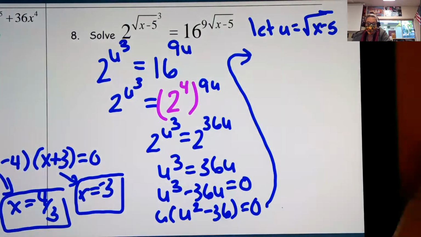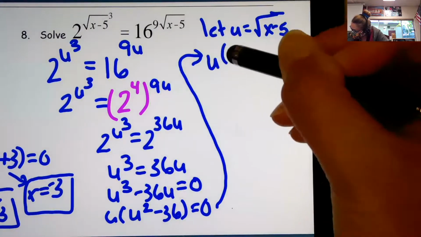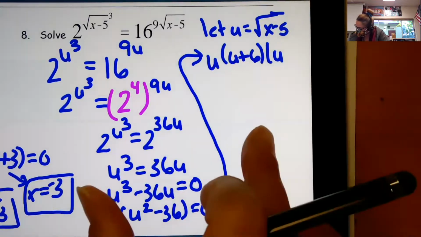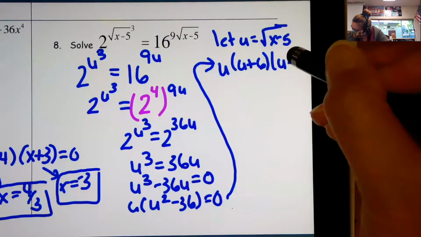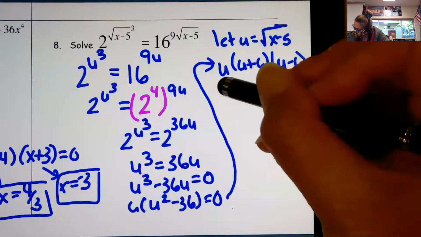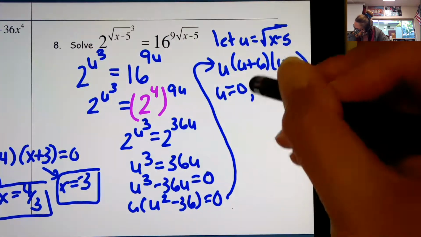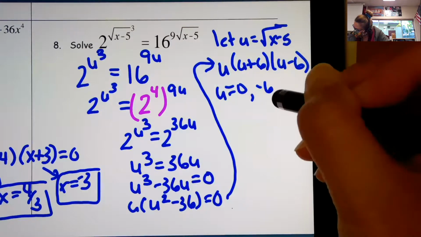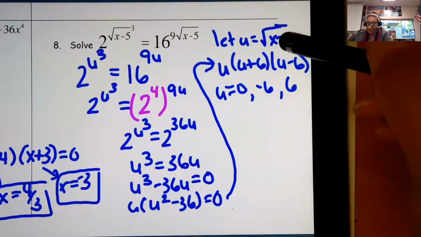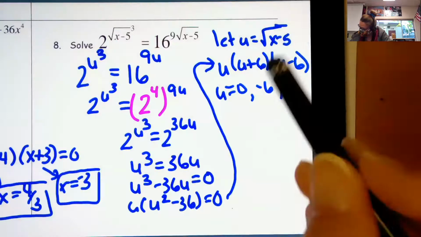And this is where you want to recognize difference of two squares. So I'm going to get u times u plus 6, u minus 6 equals 0. Okay, so then I'm going to get u equals 0, negative 6, and 6. That's what u is. So I need to find x though. So now I'm going to solve for x.